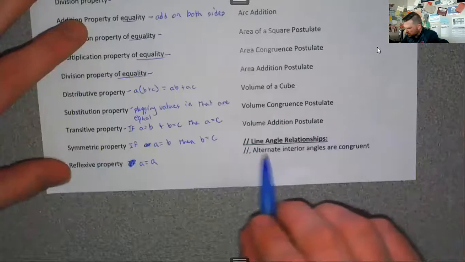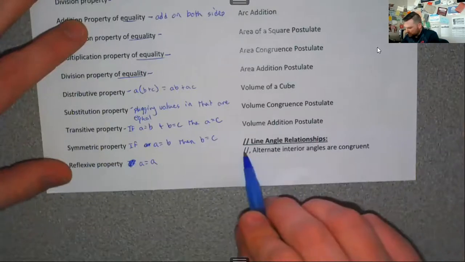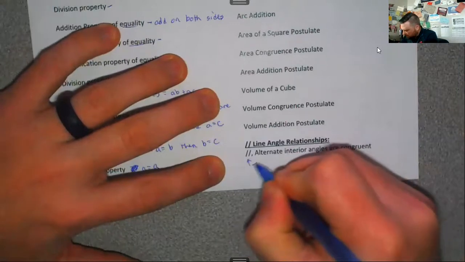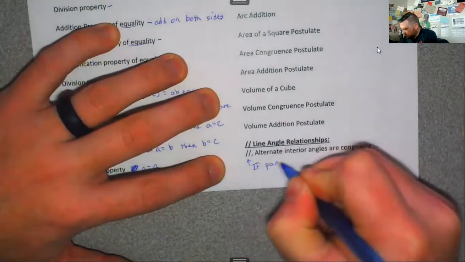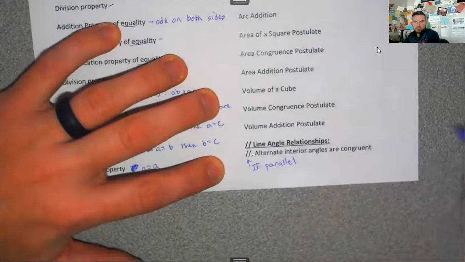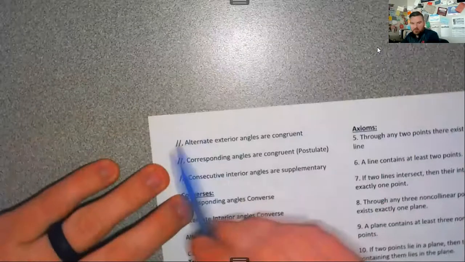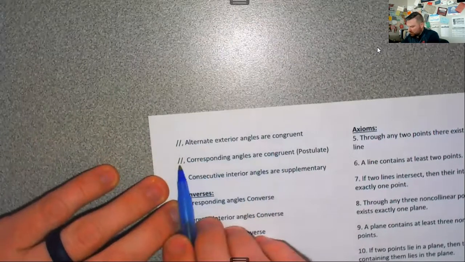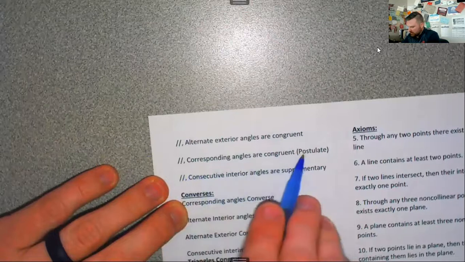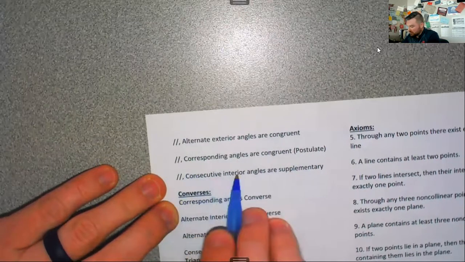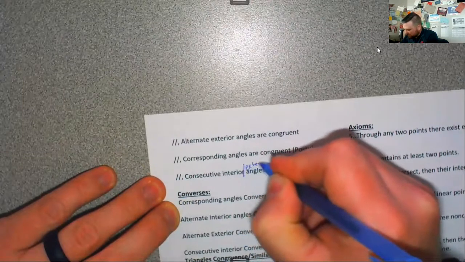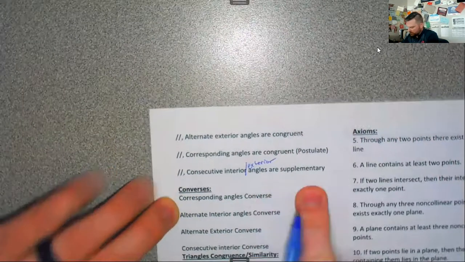Okay, down here, if parallel, alternate interior angles are congruent. So you might write, if parallel, alternate interior angles are congruent. Then if you flip it over here, it's if parallel, alternate exterior angles are congruent. If parallel, corresponding angles are congruent. If parallel, consecutive interior or exterior angles are supplementary. Okay.